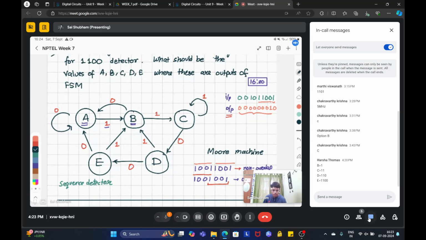It will be only 1 bit. Sir, but A, B, C, D, E are the states. No, A, B, C, D, E are states, but what I am asking is the output corresponding to that state. Suppose you reached A, there will be some output of the Moore machine. That is what I am asking. Okay, so A is 0, B is 0, C is 0, D is 0, and E is 1. Yeah, that is correct.